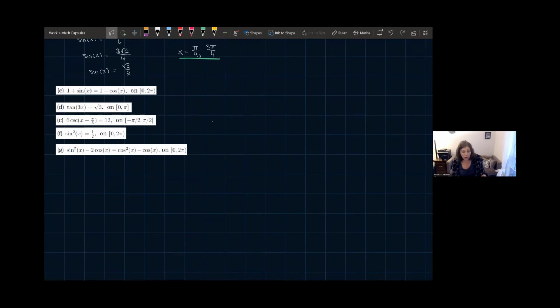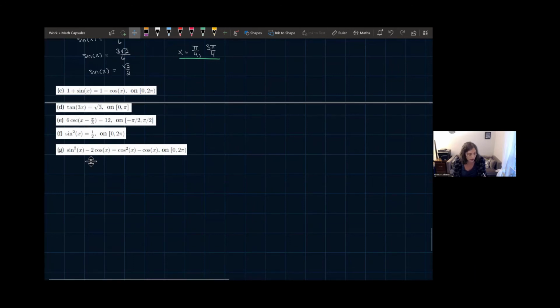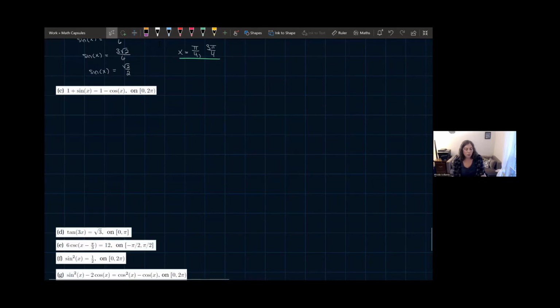They're going to get a little bit trickier from here. We're going to have some more complicated functions to work with. In C, I have both sine and cosine. So what can I do? Well, first I'll just try cleaning it up a little bit. I see I have a 1 on both sides. So if I subtract 1 from the left and from the right hand side, I would have sine of x is equal to negative cosine of x.